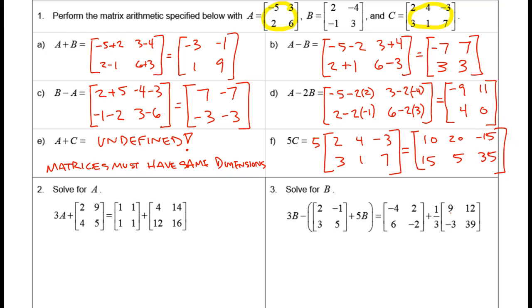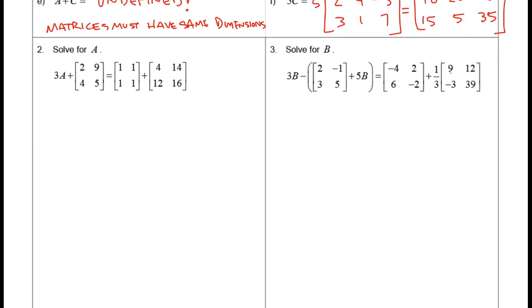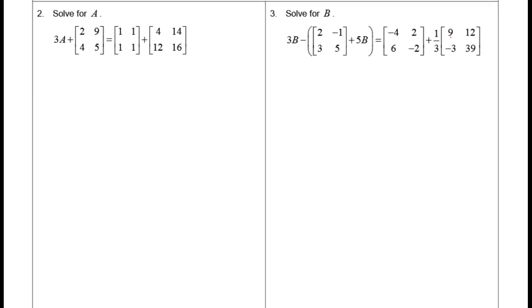Okay, now we're going to move into example 2 and 3, which involve matrix equations. Another way to say that is equations that have matrices in them. So for example 2, I have 3 times matrix A plus this 2 by 2 equals this 2 by 2 plus this 2 by 2.